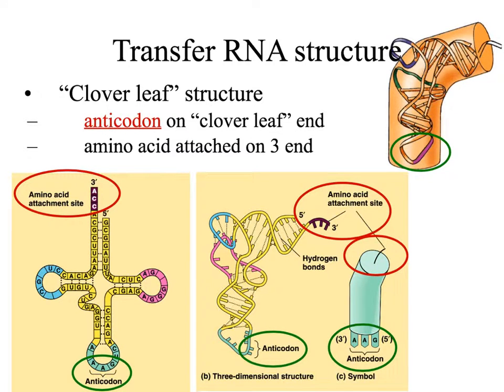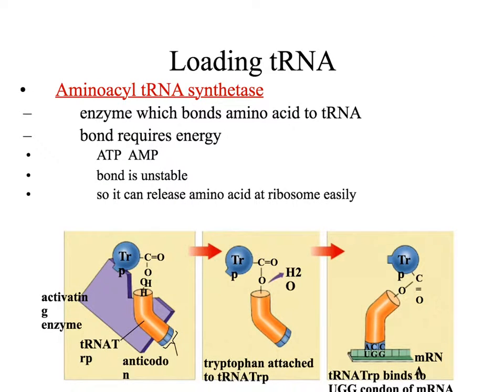Just as a review, this is tRNA structure. It's a cloverleaf. The anticodon is on the cloverleaf end, and the amino acid attaches at the 3' end. When tRNA is going to bond to an amino acid, it requires an enzyme. It's a really long name, aminoacyl tRNA synthetase. This enzyme bonds the amino acid to the tRNA. That bond requires energy. The bond is very stable, so that the amino acid can come off easily and make the protein.